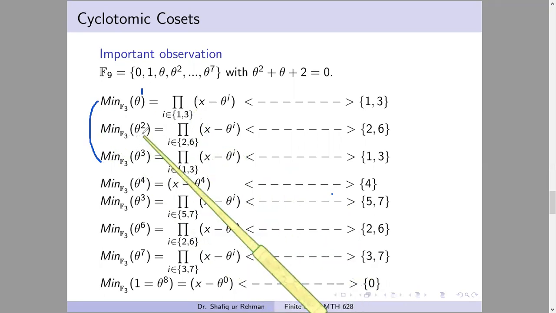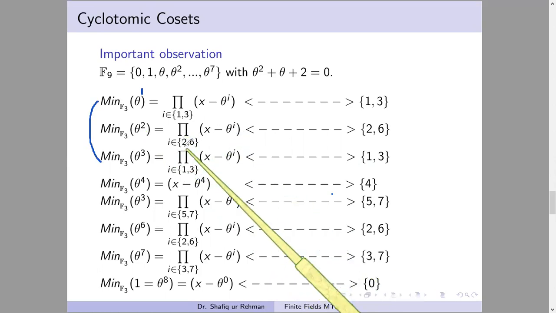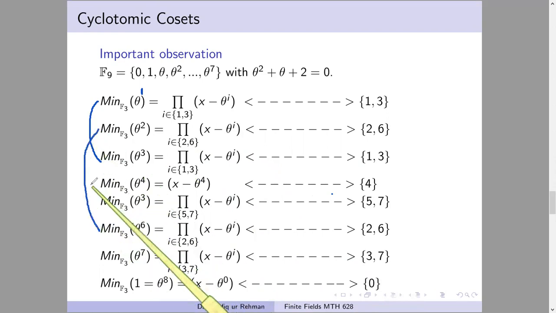Now for the minimal polynomial of theta square, we obtain x minus theta power i, where i varies from 2 and 6, and they are the same. Similarly for 4, we have only one linear factor, and for theta power 7 and 5. So here is a mistake. I think this number should be 5. It is a typing mistake. It should be theta power 5, and these two have the same polynomial. And here we formulate it as follows: x minus theta power i, where i varies over this set.